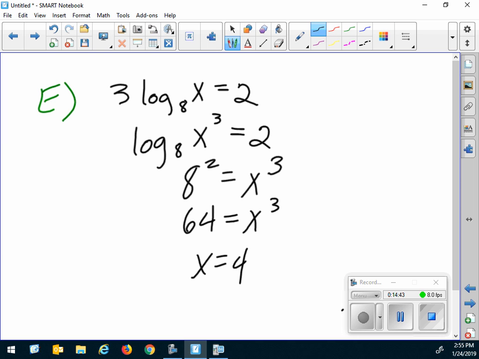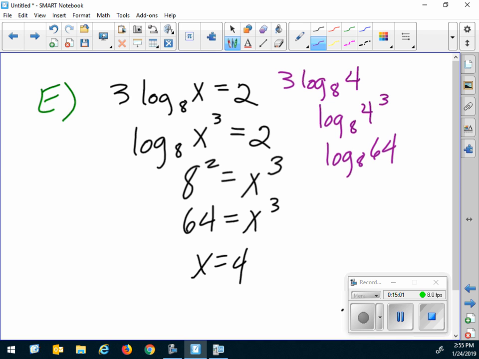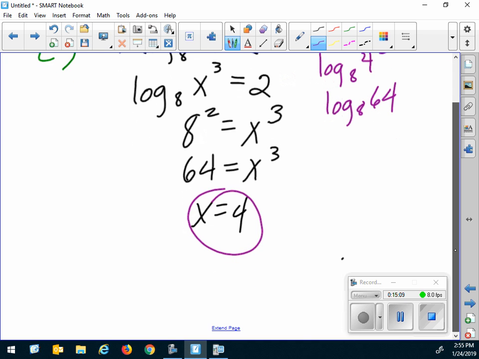If x is 4, then that's 3 times the log base 8 of 4. What do you want to do with that 3? So that would be the log base 8 of 4 to the 3rd power, which is log base 8 of 64. And 8 to what power is 64? Dun, dun, dun, dun. 2. So, x equals 4.